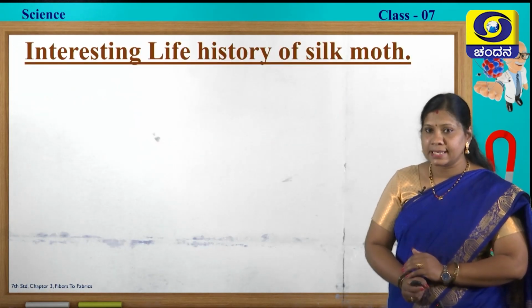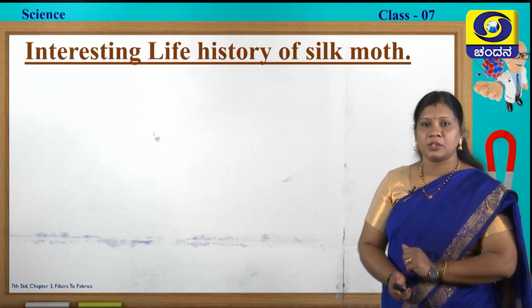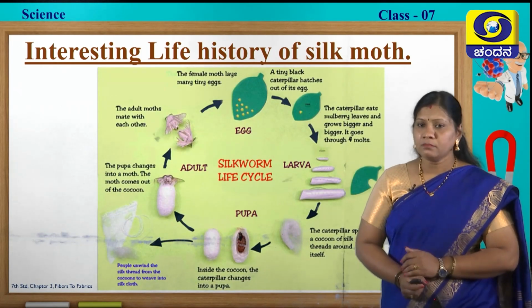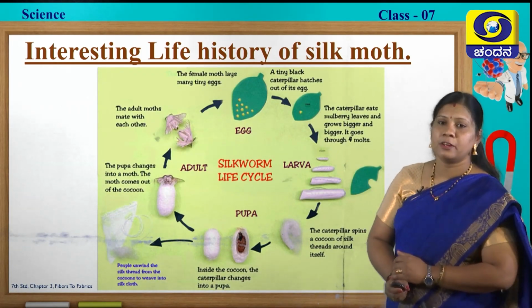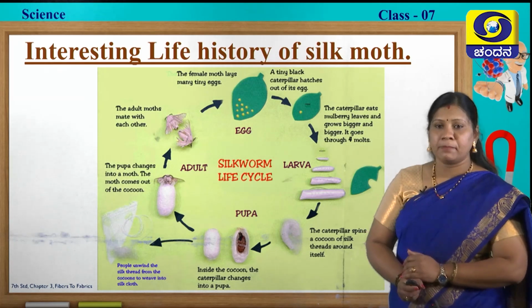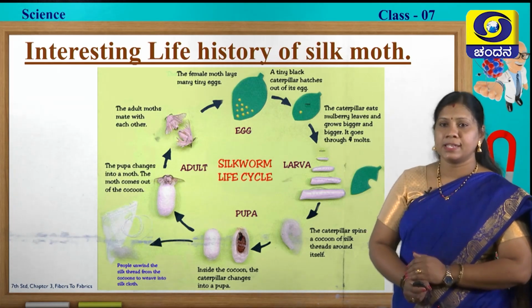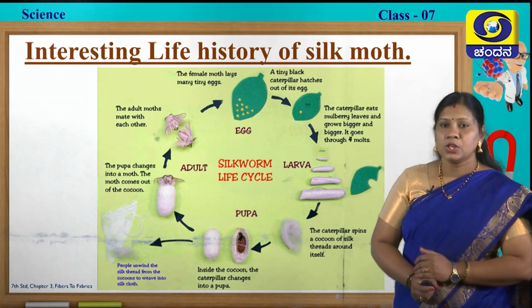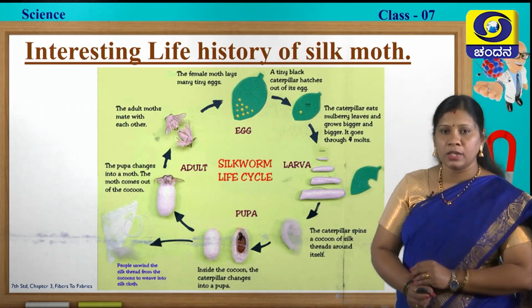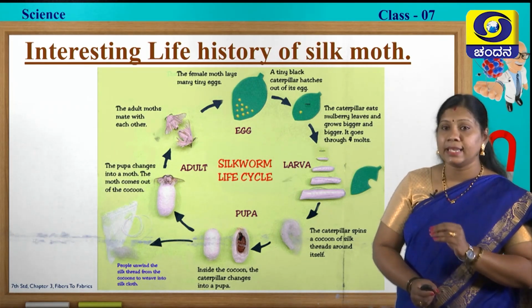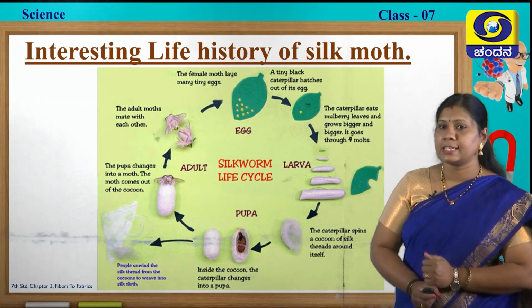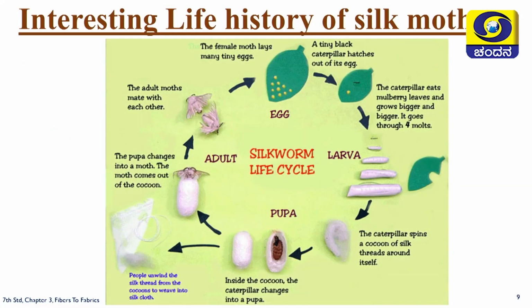Now we will see the interesting life history of the silk moth. You can see a beautiful picture slide which will explain exactly the life history of the silk moth. As I told you, a female moth lays many tiny eggs. On the leaf you can see many eggs. You can easily make out the small eggs on a leaf, laid by a female moth.